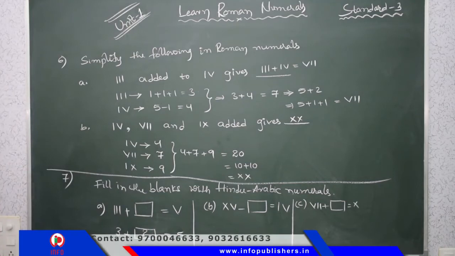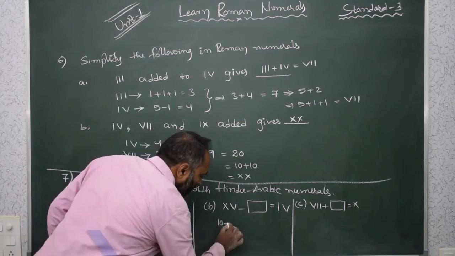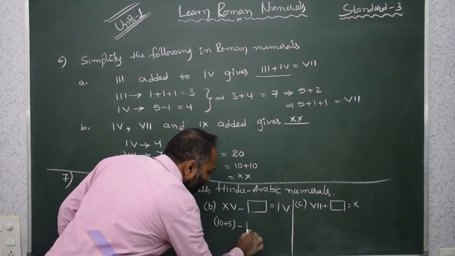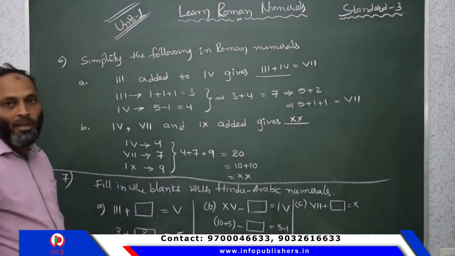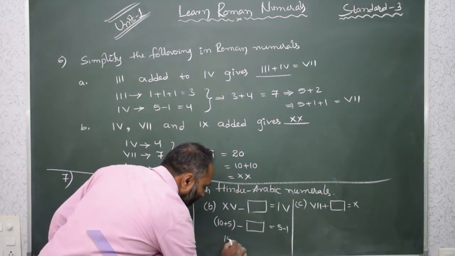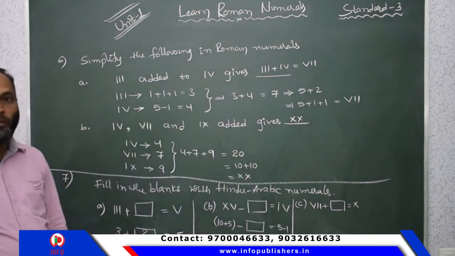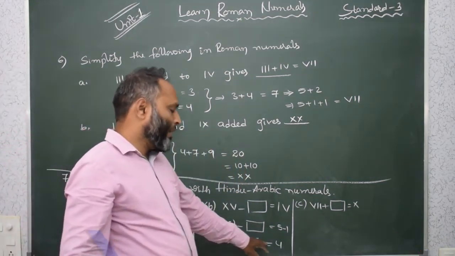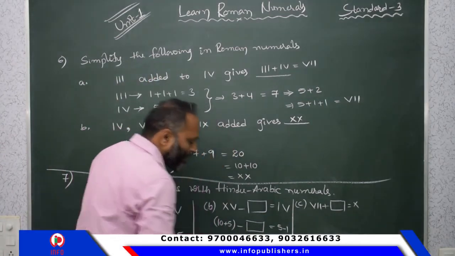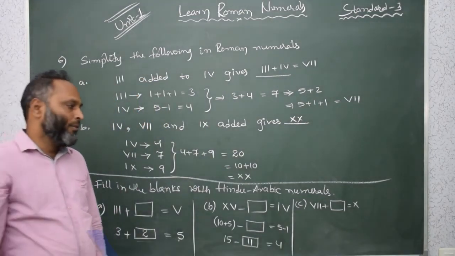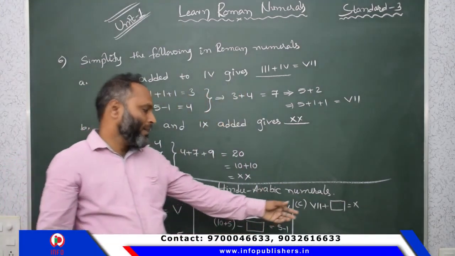In the same way, here 10 plus 5 minus what? It gives 5 minus 1, 4. 10 plus 5, 15. 15 minus what makes 4? 15 minus 11 makes 4. In the same way, this question we have to do as homework. This is the home assignment.